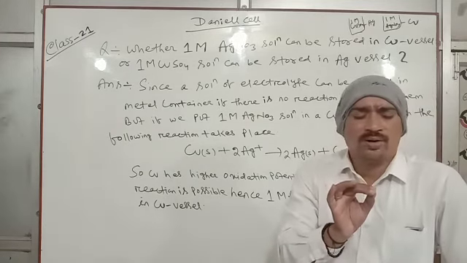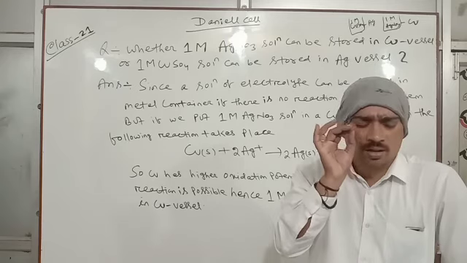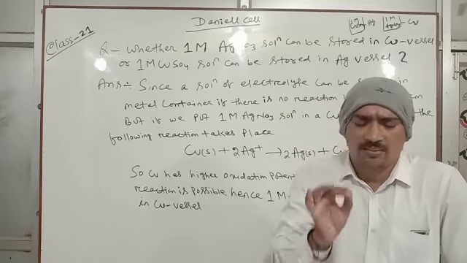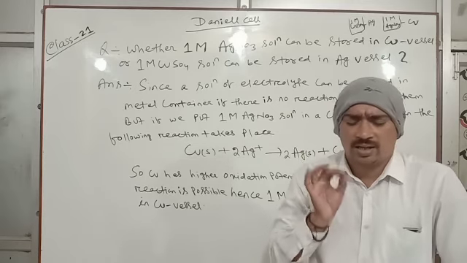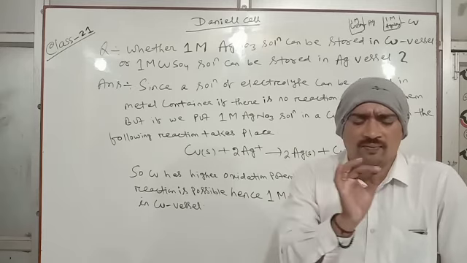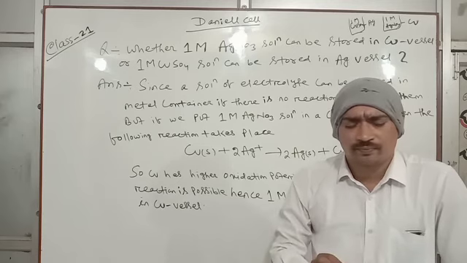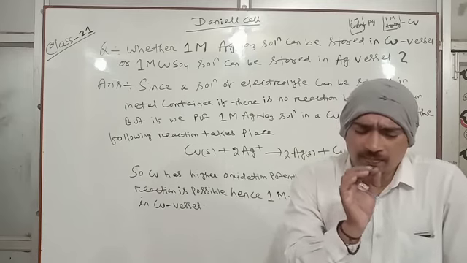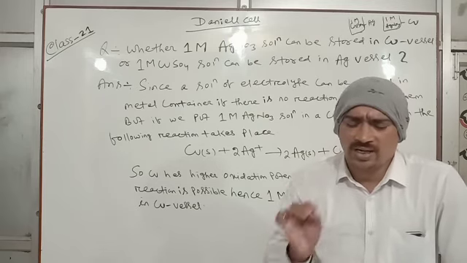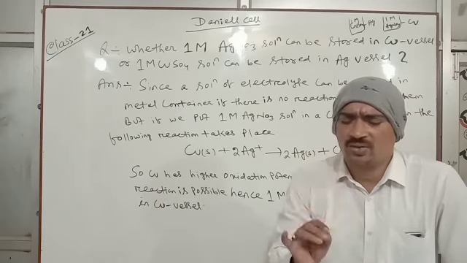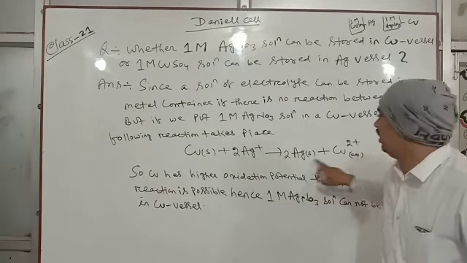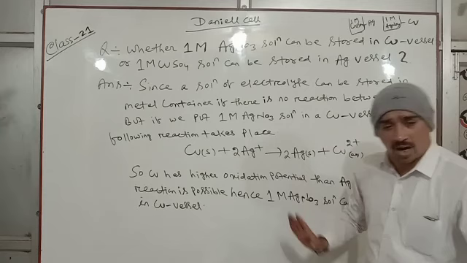We cannot put 1m silver nitrate solution in copper vessel because the oxidation potential of copper is more than that of silver. So the copper will replace silver from their salt solution, that is a silver nitrate solution. So there will be a reaction taking place.